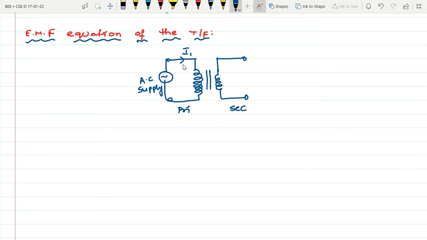The winding which is connected to alternating voltage is nothing but the primary winding, and the other winding is called the secondary winding. Let us assume the number of turns for the primary coil is N1, and for the secondary, the number of turns is N2. And I am connecting a load here to the secondary of the transformer.